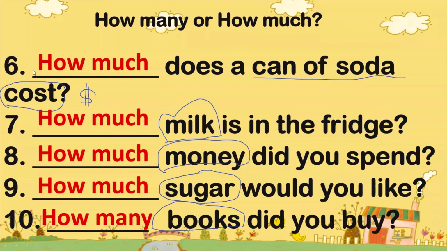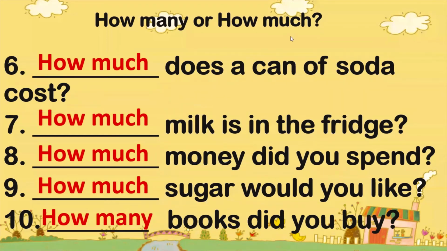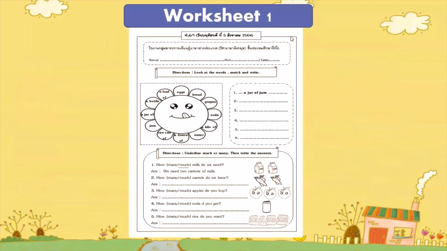Let's read it from number 6. How much does a can of soda cost? How much milk is in the fridge? How much money did you spend? How much sugar would you like? How many books did you buy? Okay, now we are going to go to the next part.